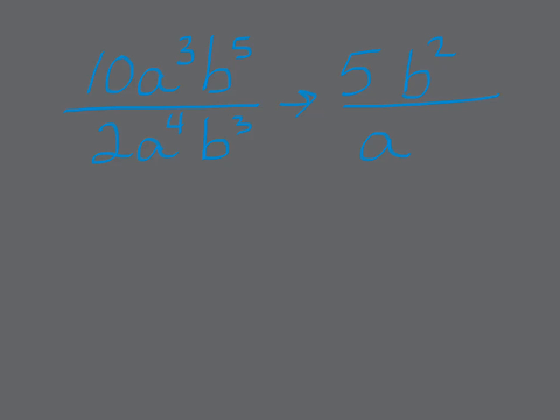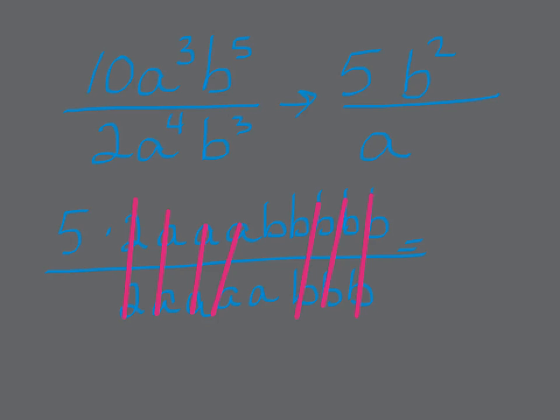Let's go ahead and take a longer look at this. If we factored out the numerator, we would get 5 times 2, and then we would have 3 a's and 5 b's. Divided by the 2 in the denominator, 4 a's and 3 b's. Then we would cancel. The 2's would cancel out, 3 of the a's would cancel out, 3 of the b's would cancel out. Notice it gives us the same result.